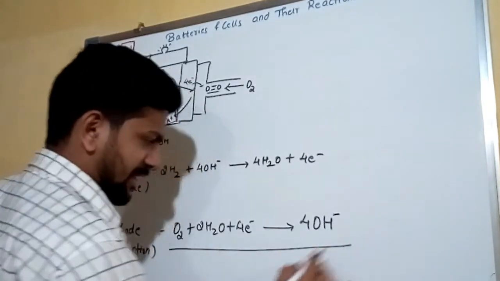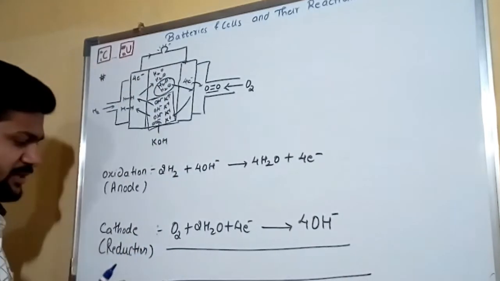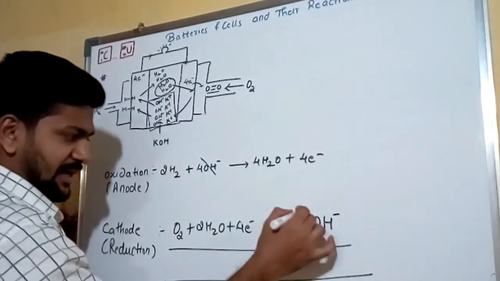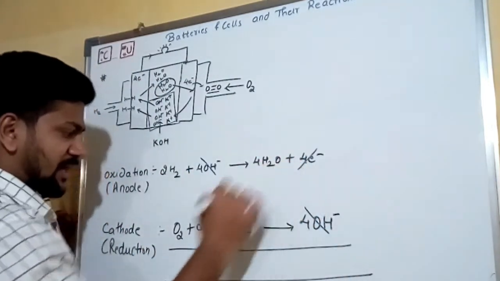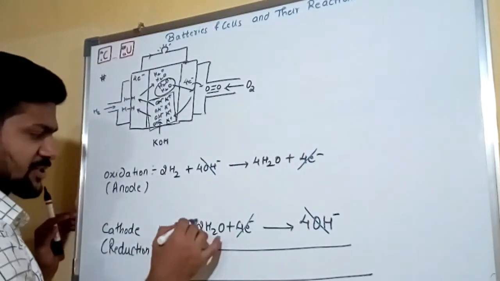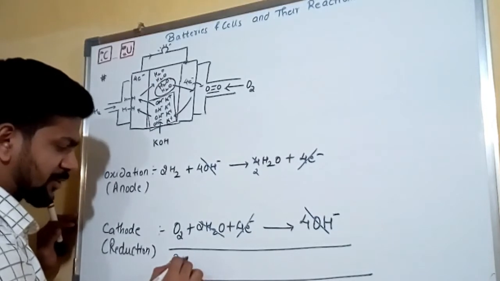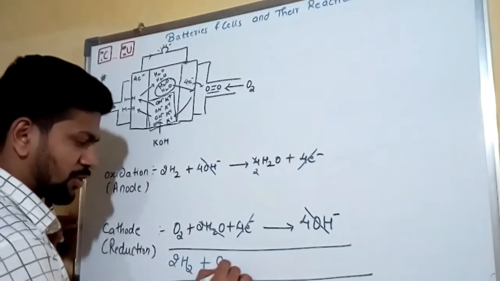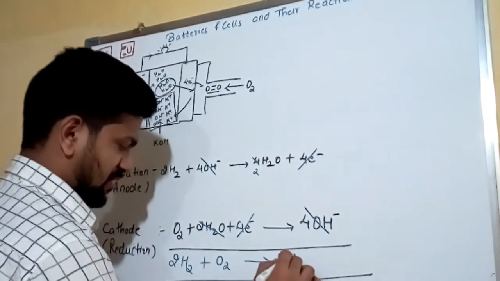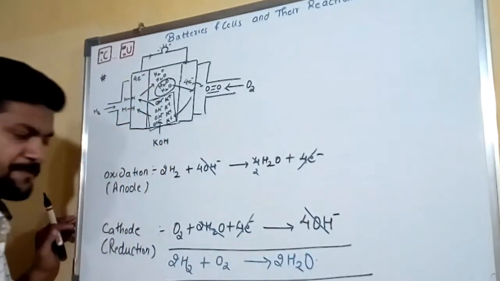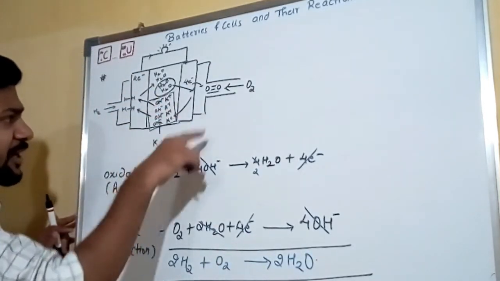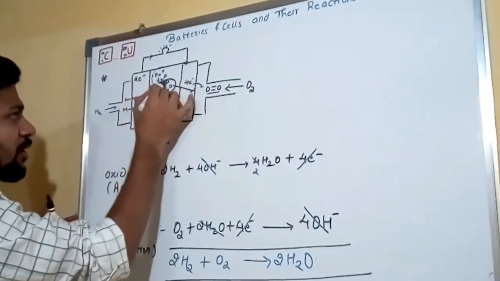So what will be the overall reaction? The overall reaction, if you look over here, the OH minus ions are getting cancelled. 4 electrons are cancelled. Now if you look very carefully, the 2 H2O are also getting cancelled. So what you are left with will be 2 times H2 plus O2, giving you 2 times H2O. So the only byproduct formed over here will be a water molecule.